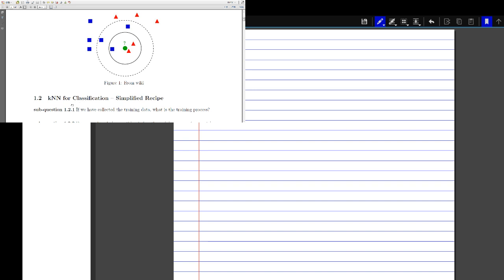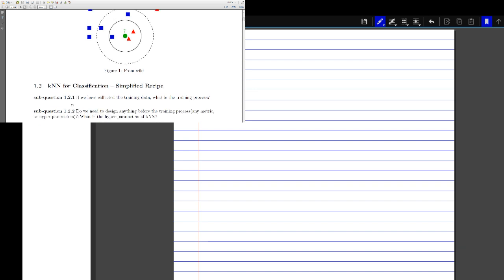First, we determine the value for k, which is termed a hyperparameter in this algorithm, because it's not determined by the model, but actually determined by the people who are using the model. After determining the value for k, we just find the k nearest neighbors of this green dot. And by nearest, we imply that we have to employ some kind of distance measure.